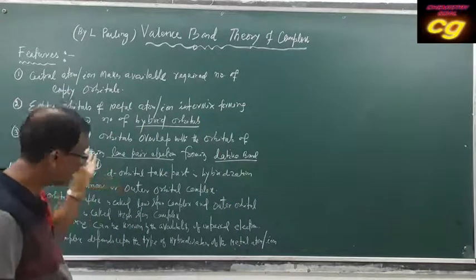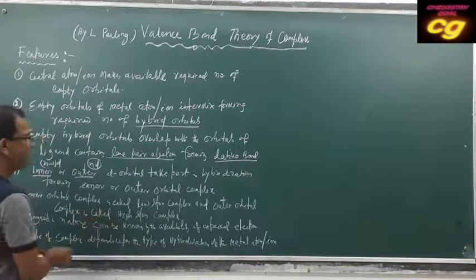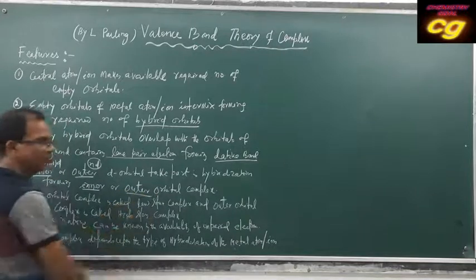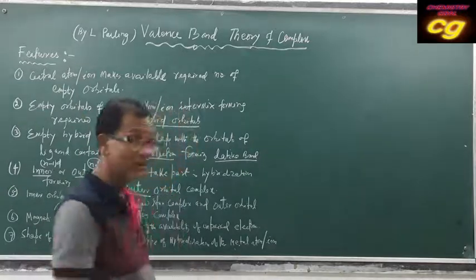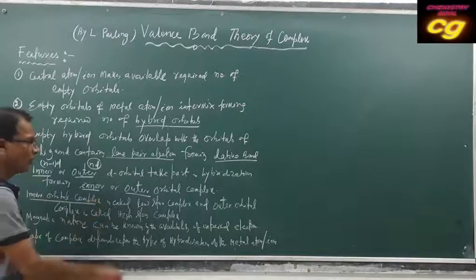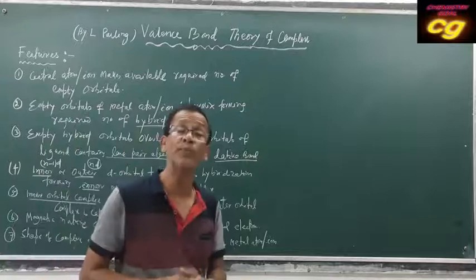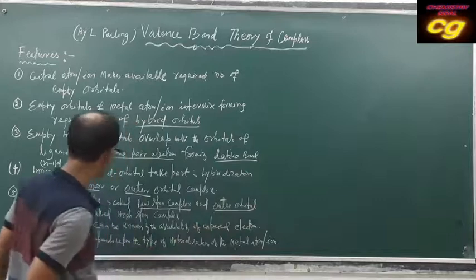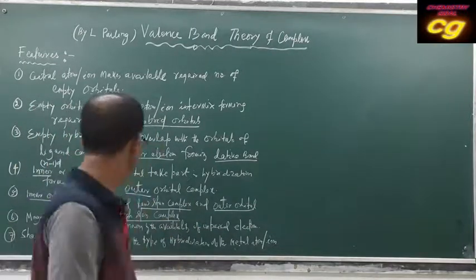On that basis, if the inner orbital is taking part, that complex is called an inner orbital complex. If the outer orbital is taking part, that is called an outer orbital complex. Generally, inner orbital complexes are called low spin complexes, meaning the number of unpaired electrons is less. And outer orbital complexes are called high spin complexes, where the number of unpaired electrons is more.